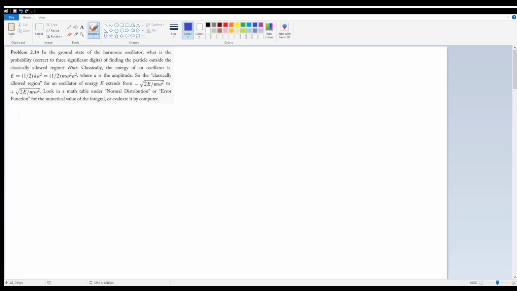So the probability of being in the forbidden region is 1 minus the probability of being in the classical region. So we take P to be equal to 1 subtracted by this integral from negative square root 2E over m omega squared to positive square root 2E over m omega squared of magnitude psi naught squared dx.